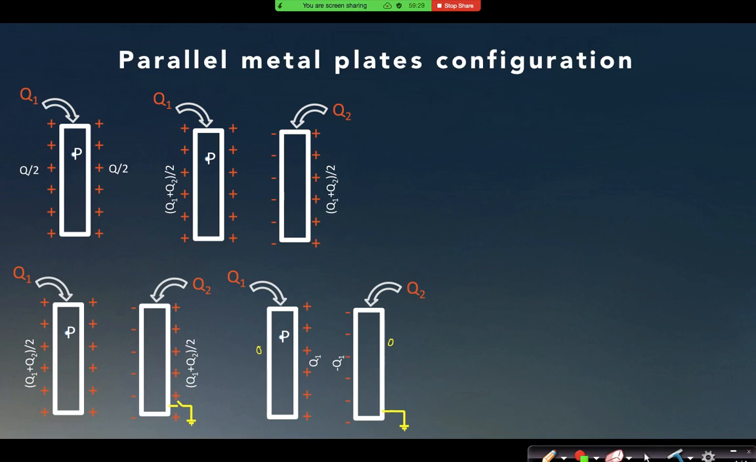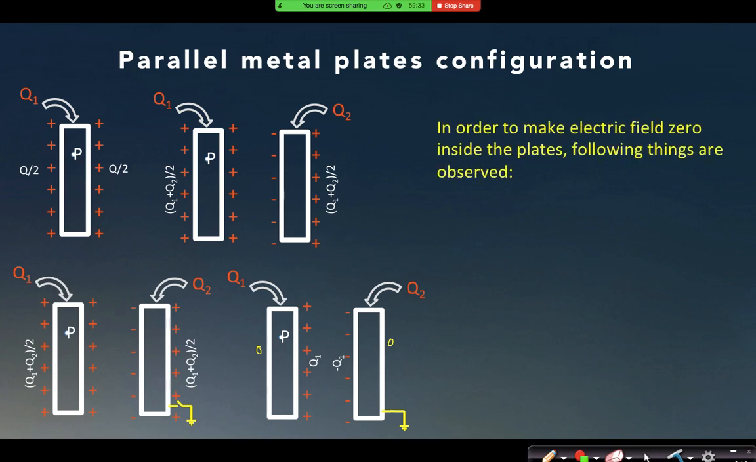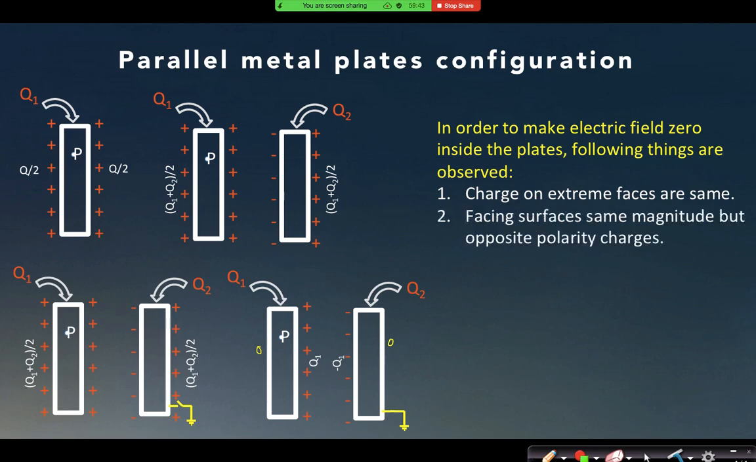Yes, sir. Okay. I have already written this concept here. In order to make electric field 0 inside the plates, the following things are observed. Number 1, charge on extreme faces are the same, that I have said. Number 2, facing surfaces carry the same magnitude but opposite polarity charge.